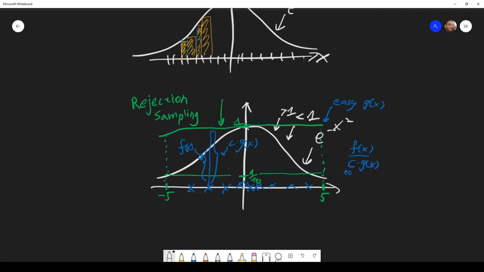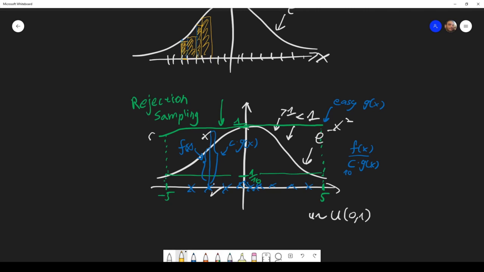Now, for each value that you took, you calculate this ratio, and then you draw another value from a uniform distribution between 0 and 1. And this will be all kinds of values. It can be 0.5, 0.6, 0.9, 0.3, 0.345. If the number that you draw is less than the ratio, you accept the point. If the number is above that ratio, you reject the point. And you do this for a lot of samples, and in the end you get a pretty good ratio of all the points that you accepted and rejected.